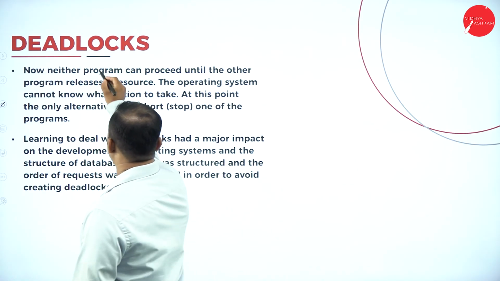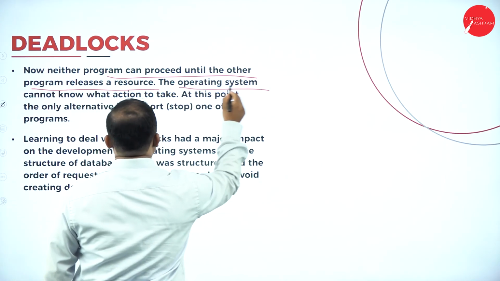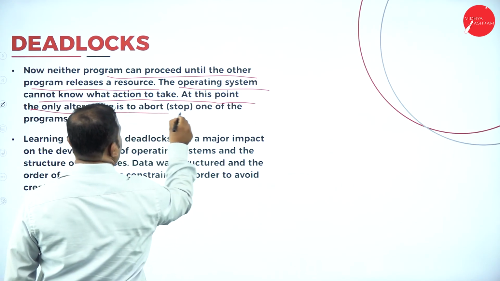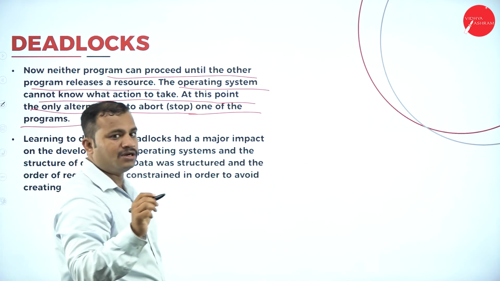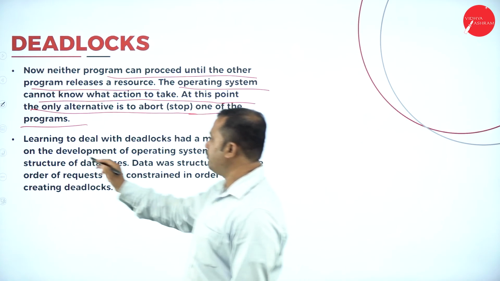Now, neither program can proceed until the other program releases a resource. The operating system cannot know what action to take at this point. The only alternative is to abort or stop one of the programs. That means either to abort or to stop one of the processes or programs. That is the only option.